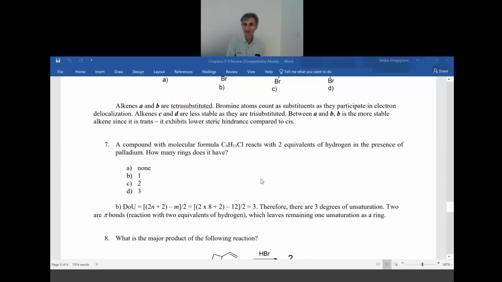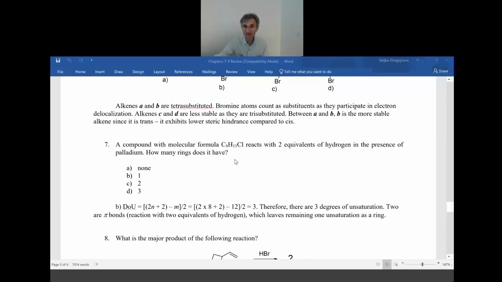And now, what do I do now? I have half an unsaturation, 3.5. So if you have fractional unsaturation, you made a mistake. So go back, find out where the mistake is. In this case, the mistake would have been not including chlorine. So 11 and 1, that's 12.